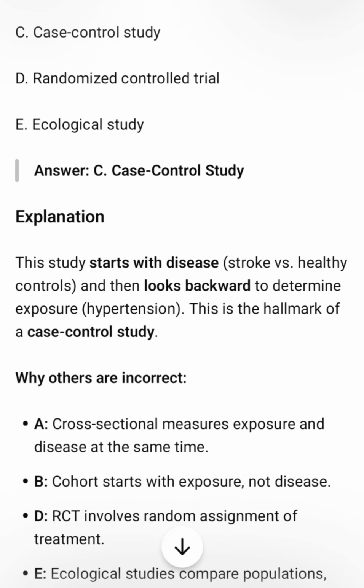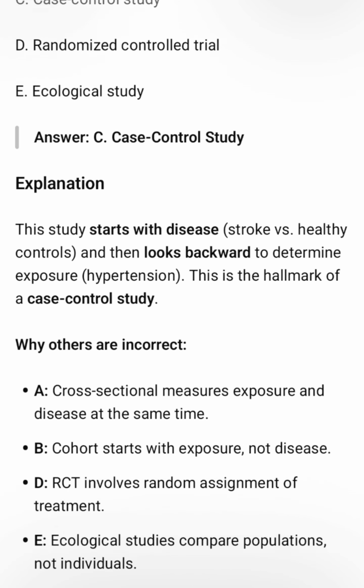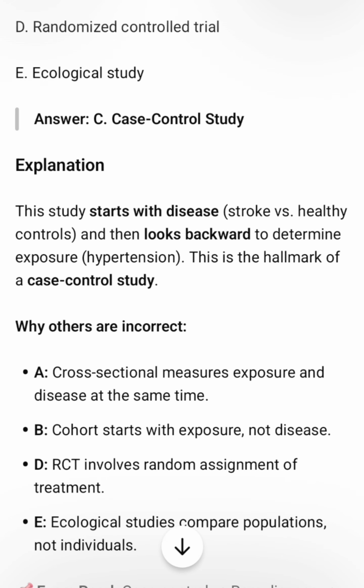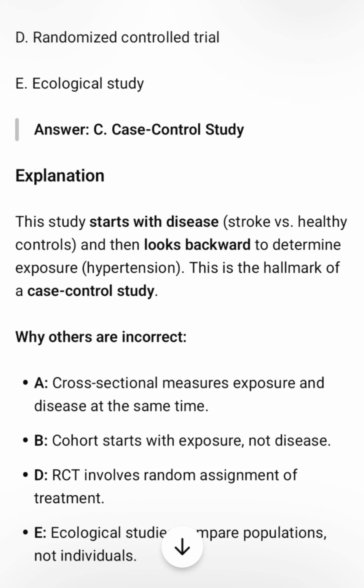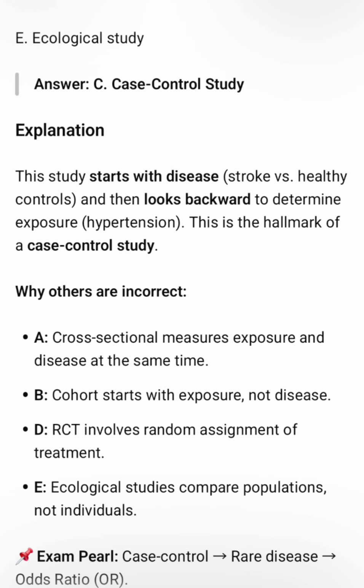Explanation. The study starts with disease, stroke versus healthy controls, and then looks backward to determine exposure, hypertension. This is the hallmark of a case control study. Why others are incorrect? A. Cross-sectional measures exposure and disease at the same time. B. Cohort starts with exposure, not the disease. D. Randomized control involves the random assignment of treatment. E. Ecological studies compare populations, not individuals.